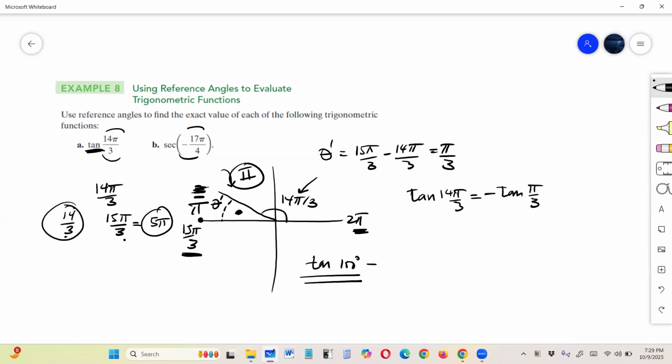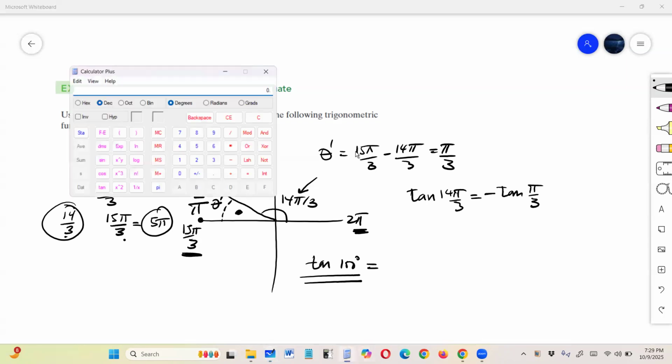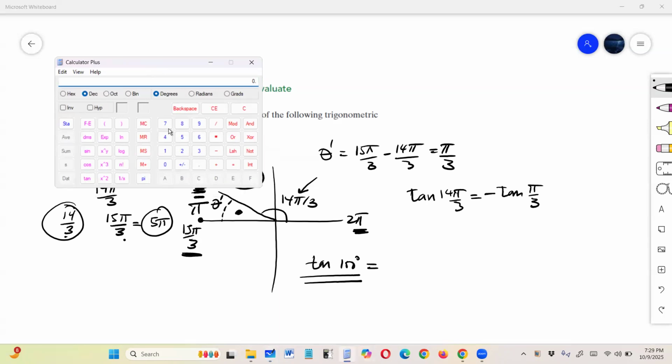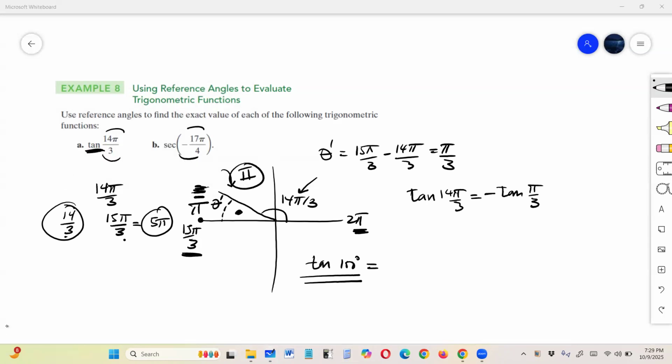Let's find what is tangent of 100 degrees. We're not interested in the numerical value, we're interested in the sign. So 100, tangent. And as soon as I click tangent, you are looking for a negative value. There you go, negative 5.67. That's how you know if the trig function you're looking for is positive or negative.